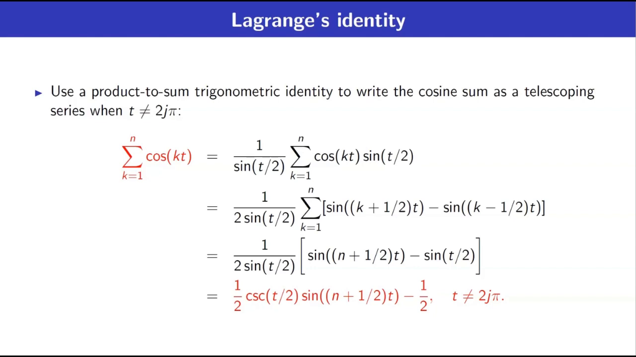Since Lagrange's identity is the basis for our proof, we're going to derive it. Take the cosine sum and multiply and divide by sine of t over 2. This is allowed because we know that t over 2 isn't a multiple of pi. Now we can use the product-to-sum trig identity to write the sum on the right as a telescoping series where the only terms that remain are the first and last ones. Distributing 1 over sine of t over 2 and simplifying gives what we're looking for.